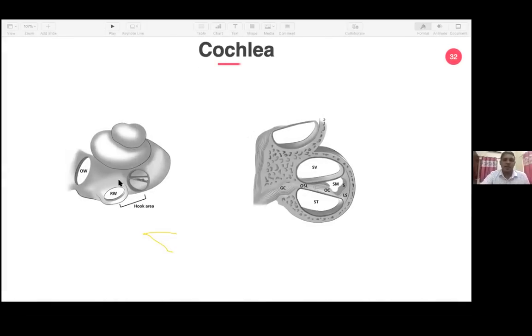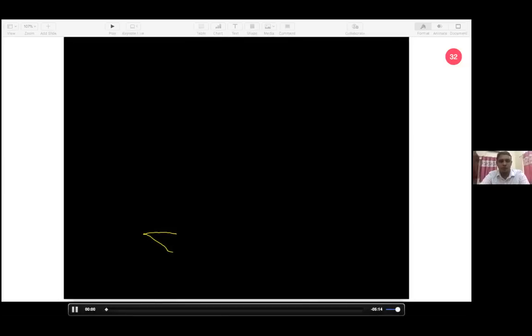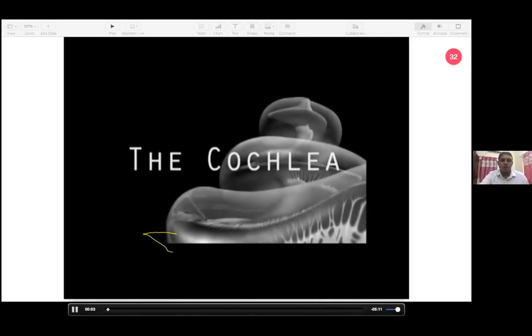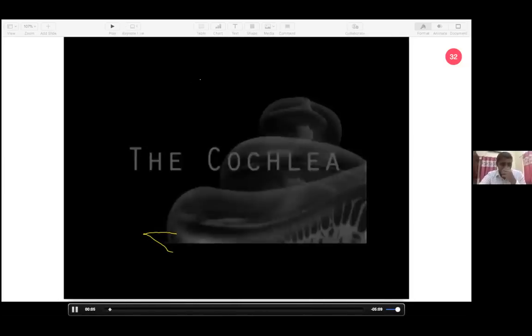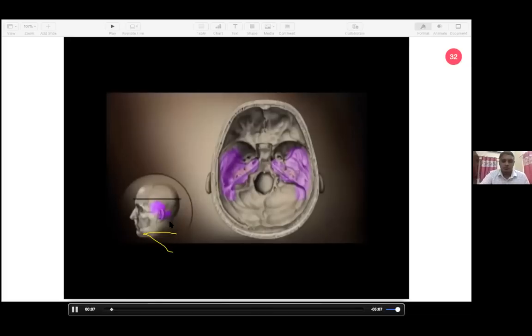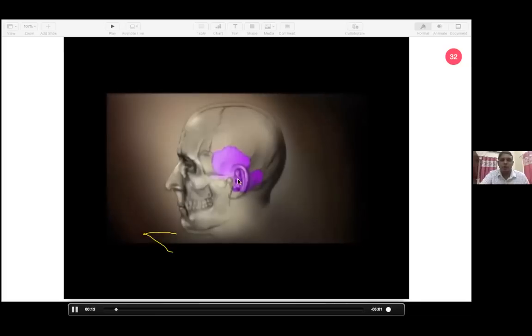Now, this is the same round window membrane, and this region is called the hook region. A little about the cochlea. I have a small video which was downloaded from YouTube. Now, deep in the petrous part of the temporal bone, the cochlea is housed in the petrous temporal bone.